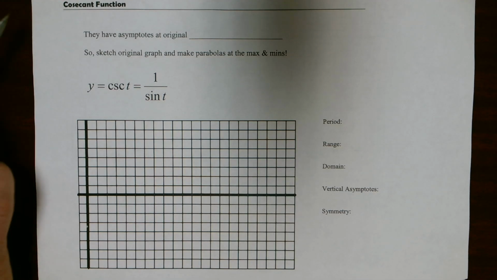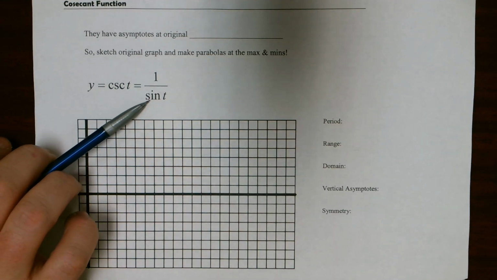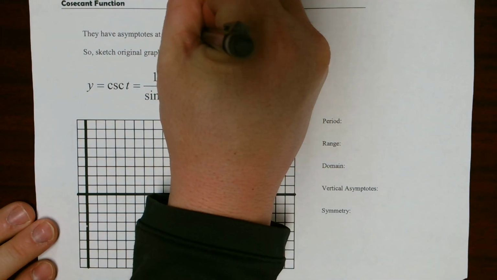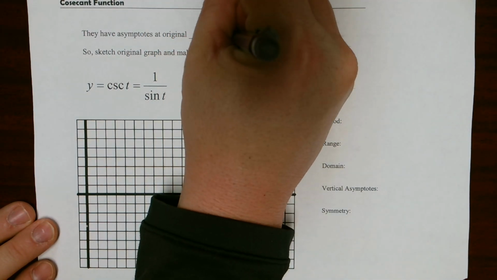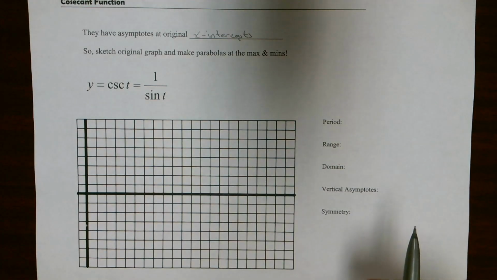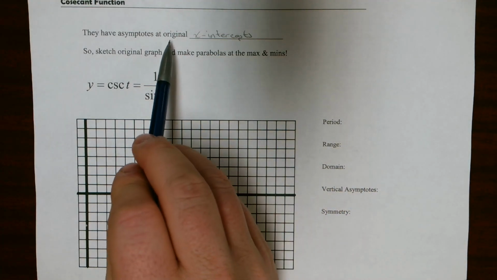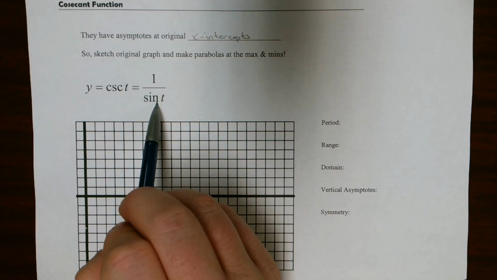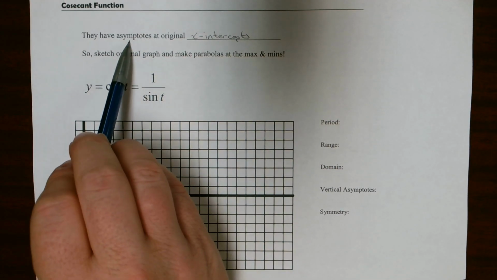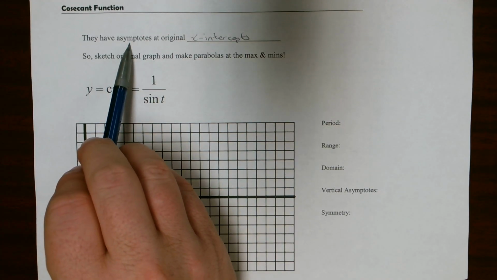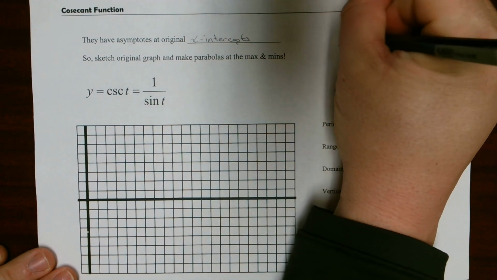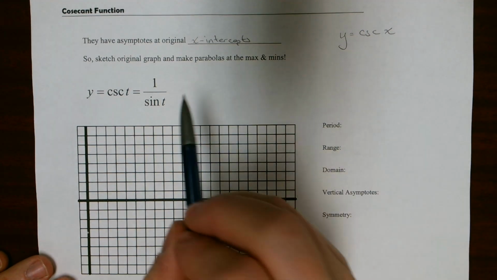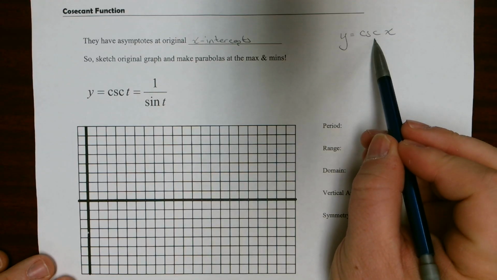So let's talk a little bit about reciprocal functions. Reciprocal functions, meaning 1 over a function, are going to have asymptotes at the original x-intercepts, which should make sense to you because the original x-intercepts of sine are 0 values, and 1 over 0 is undefined, thus giving us asymptotes. So think about it, wherever sine is 0, cosecant is going to have an asymptote.